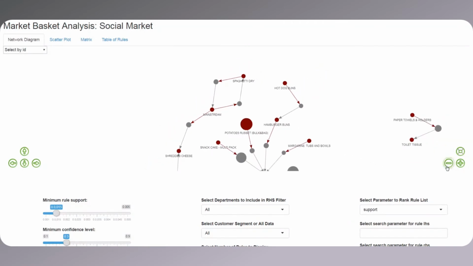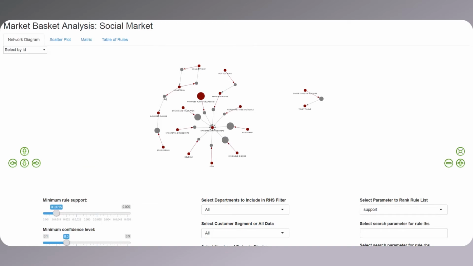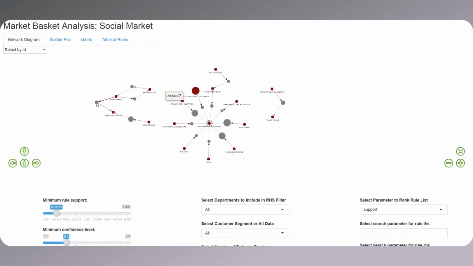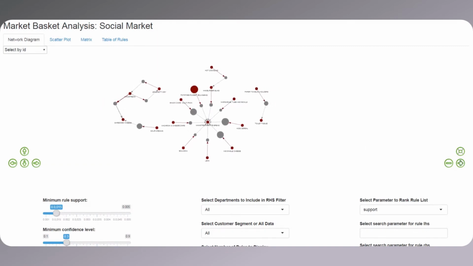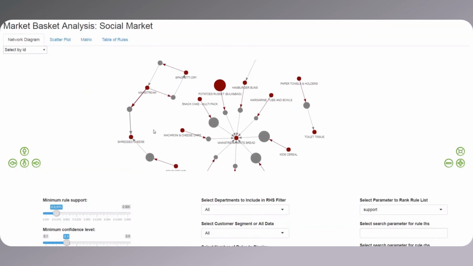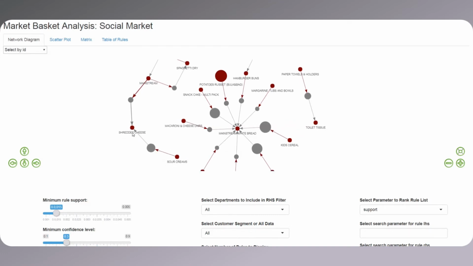We also see another group of products off to the side involving pasta, shredded cheese, and sour cream. So purchase of pasta sauce indicates a likely purchase of dry spaghetti and vice versa. And pasta sauce also predicts the purchase of shredded cheese. Sour cream also predicts the purchase of shredded cheese. So all these items are connected in that way.